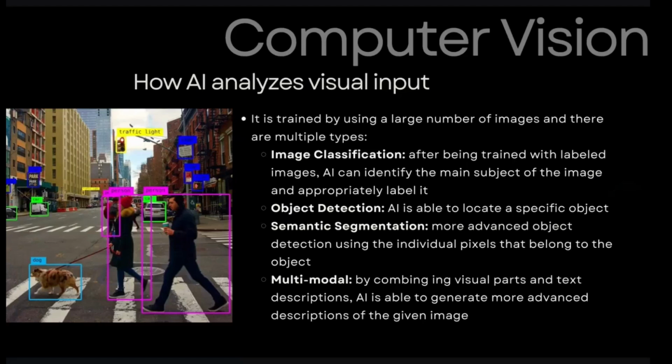And there's also multi-modal, where by combining visual parts and text descriptions, AI is able to generate more advanced descriptions of the given image. So, beyond the captions in the image and beyond the people, it's able to establish what's going on or really like what the mood of the image could be.